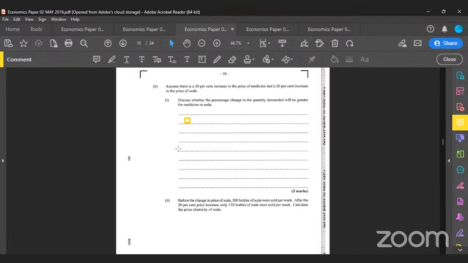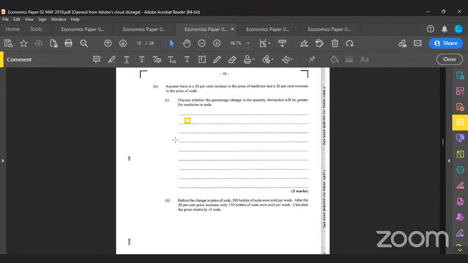The reason why the percentage change in quantity demanded will be greater for soda is because soda is more elastic relative to medicine. When people take medicine or medication, they have no other option. For example, if somebody, God forbid, has cancer or something along that line, and they need chemotherapy, they wouldn't have any other option, right? So if the price of chemotherapy went up, they would just have to meet the price.